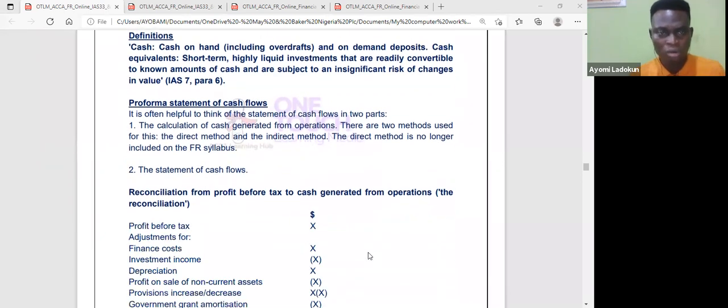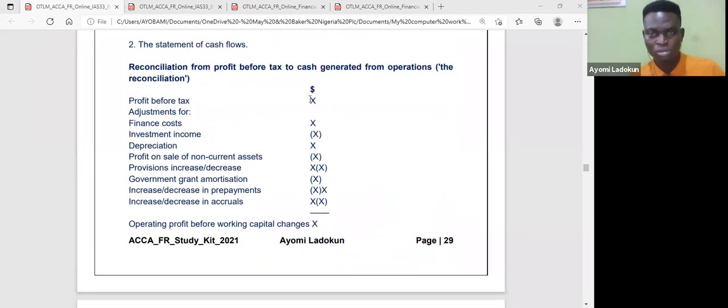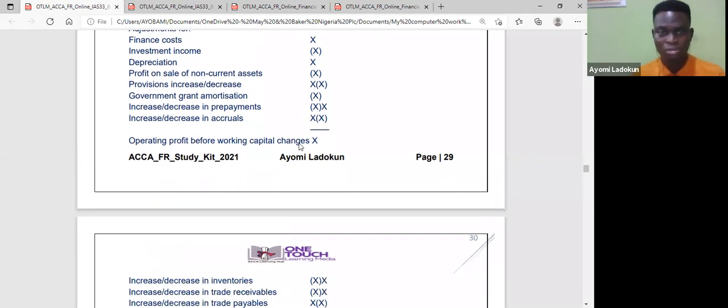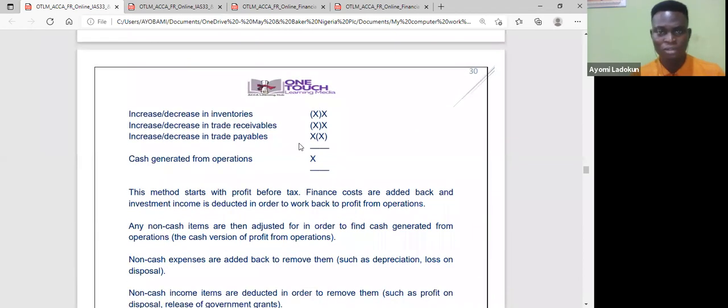Okay. Now, I also made you understand that you need to learn this pro forma for cash flows from operating activity, where you have your profit before tax, like I said earlier. So you adjust for your finance cost, investment income, depreciation. If you have profits on sale of non-current assets, it will be removed. Loss is going to be added. Okay. Then provisions for increase or decrease, then government grants, increase or decrease in prepayments and accruals, and all of that, so that you can have your cash generated from operations.